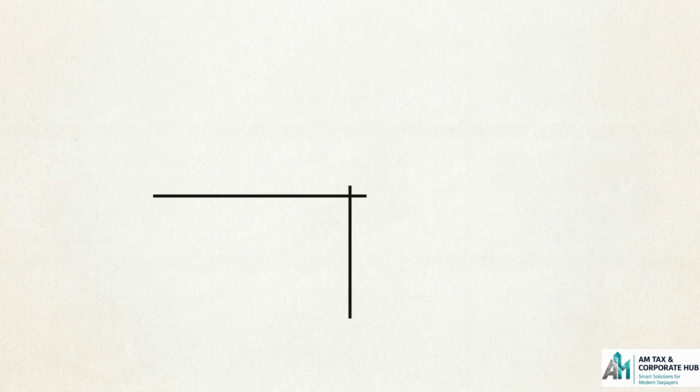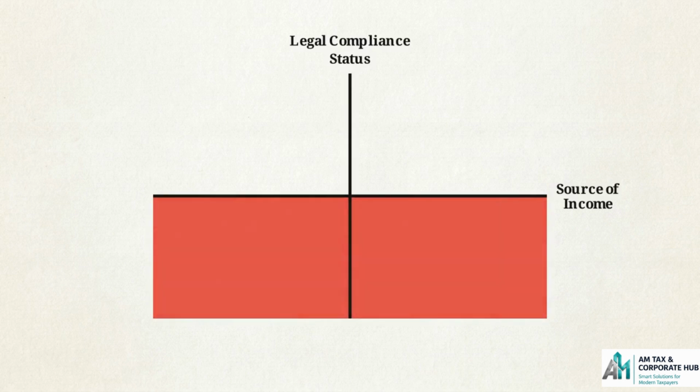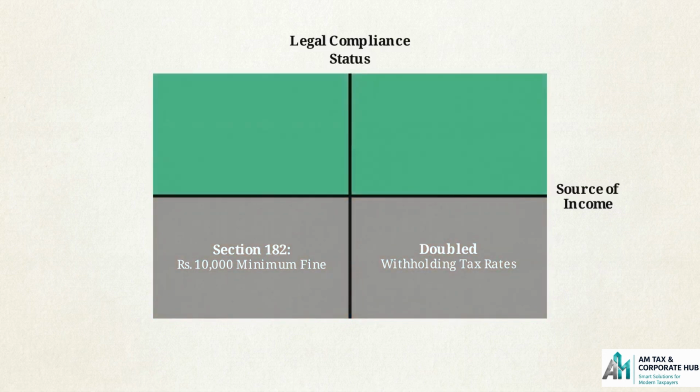To figure out where you stand, we have to plot your financial profile on two axes: your source of income along the bottom, and your legal compliance status up the side. If you fall into the bottom half of this grid as a non-filer, you enter the penalty zone. This triggers automatic minimum fines of 10,000 rupees under Section 182 and instantly doubles the withholding taxes on your transactions.